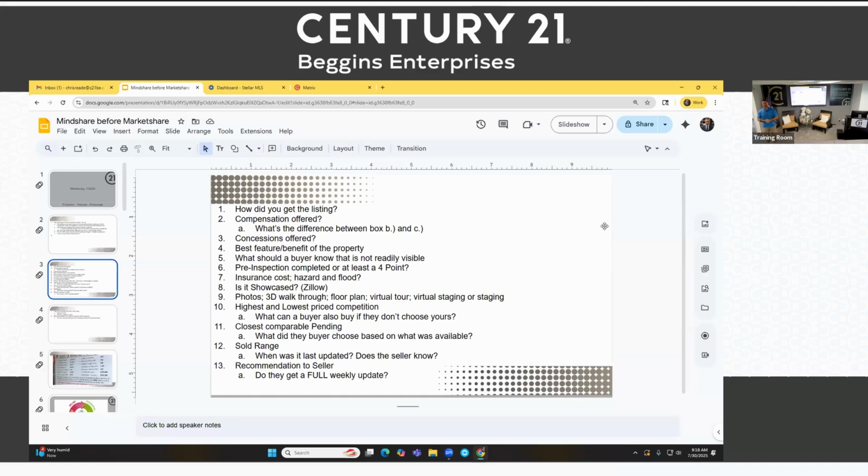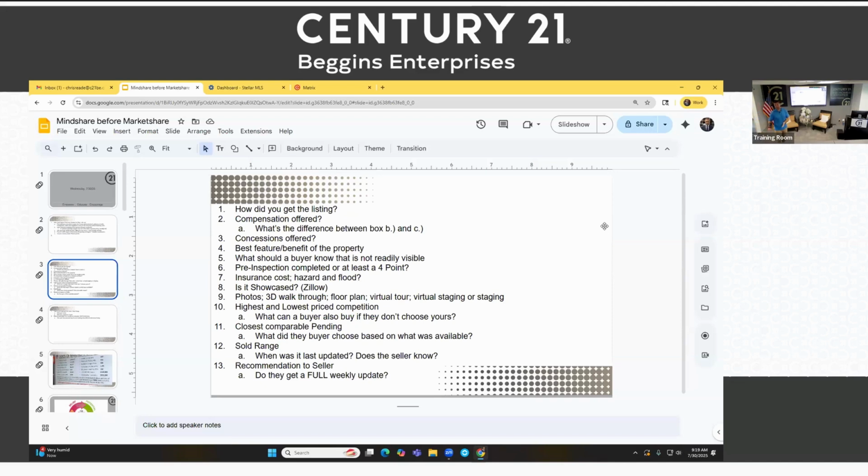Number 5, what should a buyer know that's not readily visible? Proximity to things, one of the features and benefits, the updates, upgrades, offering of closing cost concessions, buy downs. What should a buyer know that's not readily visible? Is it called out in your listing that these are the things that are not readily visible?